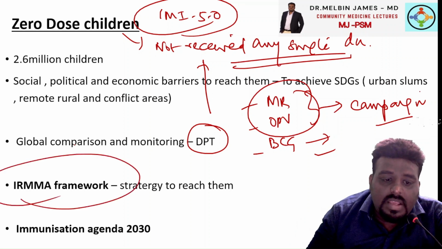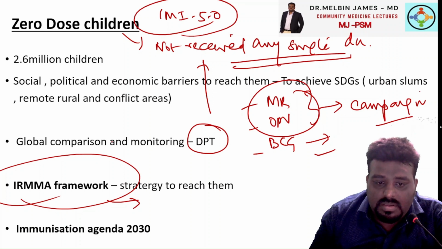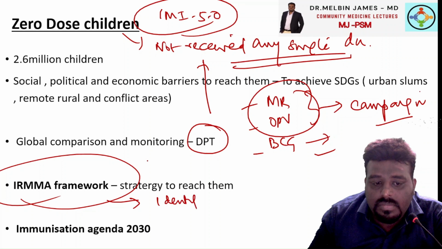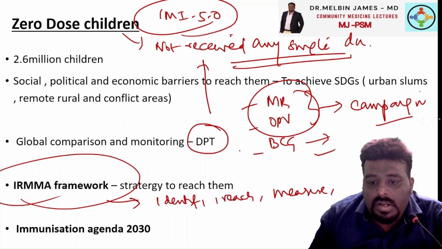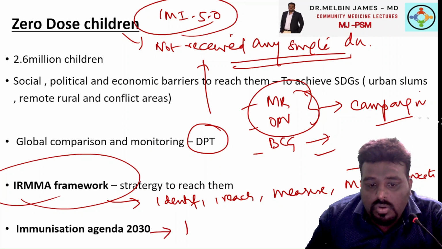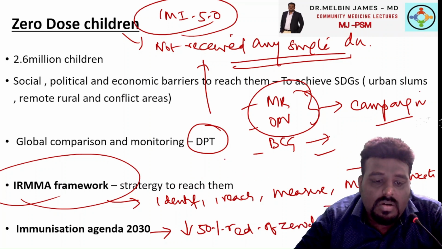There is something called the IRMMA framework. This is a strategy devised by this committee to reach zero dose children. IRMMA stands for identify, reach, measure, monitor, and advocate. This is a framework. And there is something called Immunization Agenda 2030, which aims for a 50% reduction of zero dose children by 2030. This is the major agenda for zero dose children.